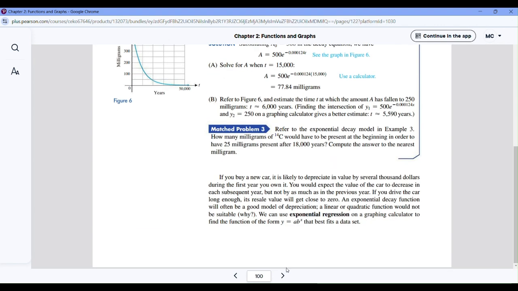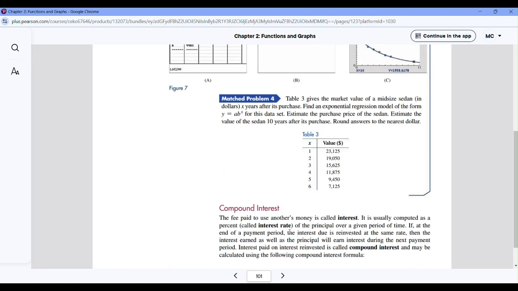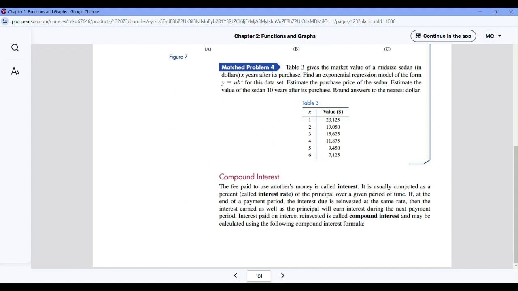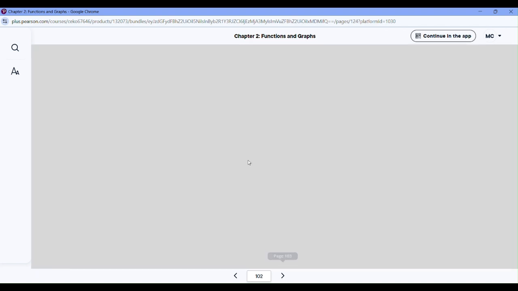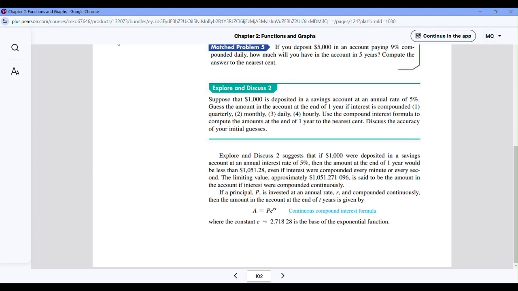Exponential decay, no problem. Exponential regression, that's just in the calculator. We're just going to hit a different simple drop-down menu. Compound interest gives us a formula. A is the amount, your future value, P is the principal, times 1 plus the rate in terms of a decimal, divided by m, the number of times it's compounded per year, raised to the m times t, the number of years. And then you just plug it into the formula and solve it out.